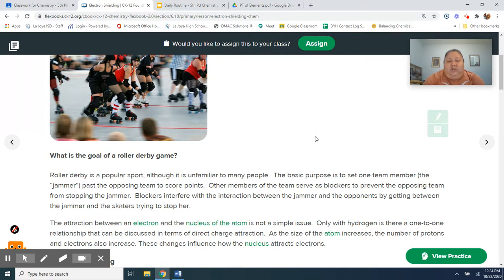So the introduction talks about the goal. What is the goal of a roller derby game? Anybody ever watch or follow roller derby? I know there's movies about roller derby, and of course there's actual competitions about roller derby.